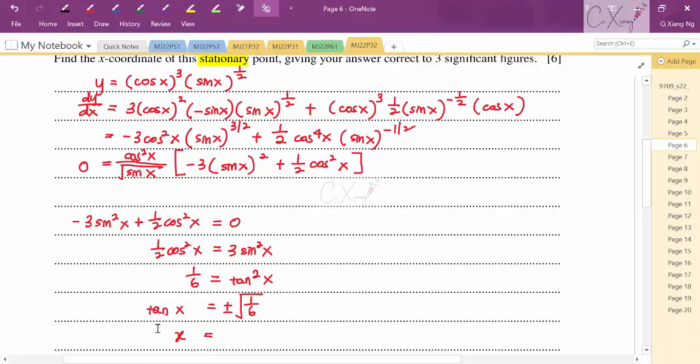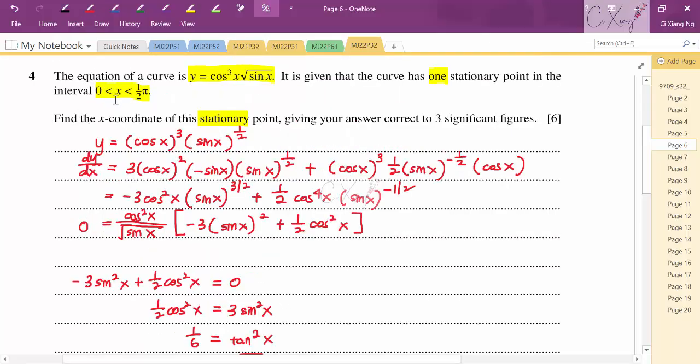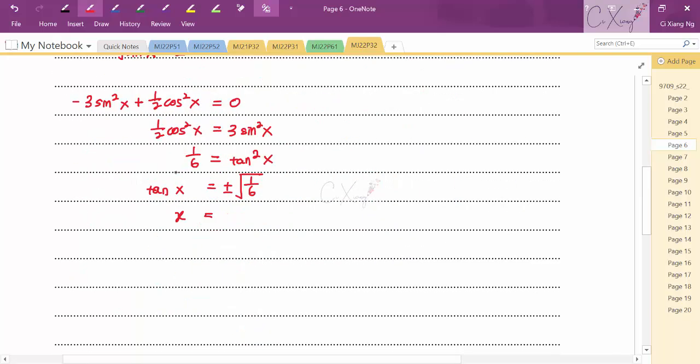Before we get the answer, let's have a look at the range again. This is from 0 until pi over 2, that means it is in the first quadrant. So I only need the answer in the first quadrant. To get this answer is generally very straightforward. You just need to take tangent inverse of square root 1 over 6. Please make sure that your calculator is in radian mode, and you can get the answer in radians easily, where it should be 0.388. So this is how we solve this question.